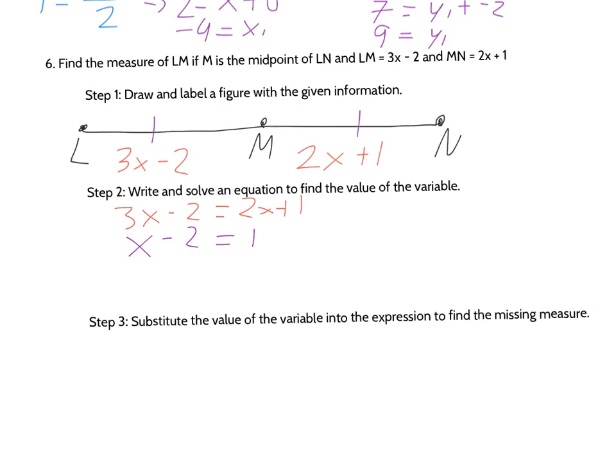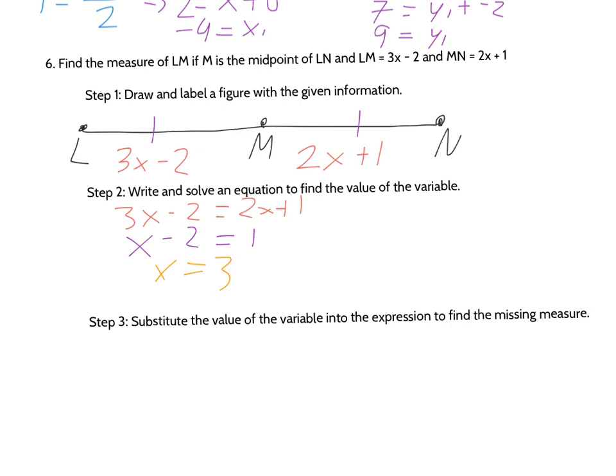We're going to get rid of the minus 2 by adding 2 to both sides. So, let me change up the colors. x is equal to 3. All right, so you found our value there. But now, folks, we're not done. We didn't want to find the x value. We wanted to find the measure of LM.